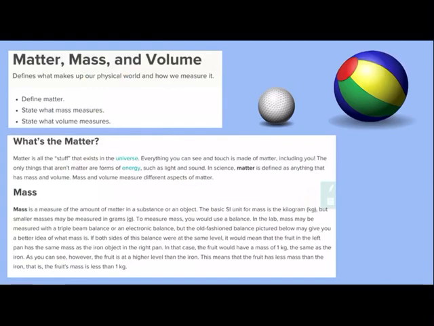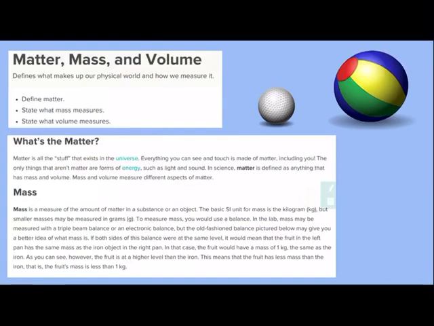So where it says here, what's the matter? All the stuff that exists, anything that takes up space, anything you can see and touch and feel, that is matter. And you can see there, in science, matter is defined as anything that has mass and volume. We're going to get to both those terms as we go through here, and the first one is mass.